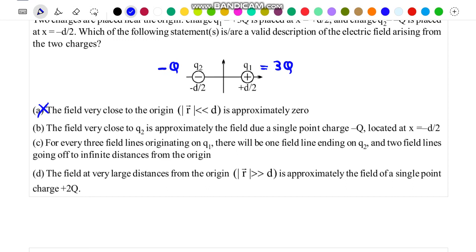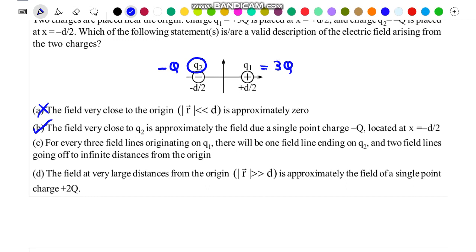Further, in option B it is given that the value of field very close to q2 is approximately the field due to single charge minus q located at x equal to minus d by 2, which is correct since in the proximity of the charge we know that the value of field due to that particular charge will be highly dominating in nature. So if we are at a point which is very close to the charge minus q, at a very small distance from charge minus q, we can say that the value of field due to charge minus q will be dominating. So option B is correct.